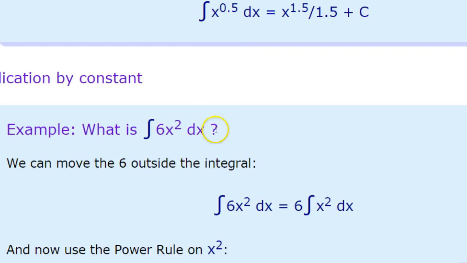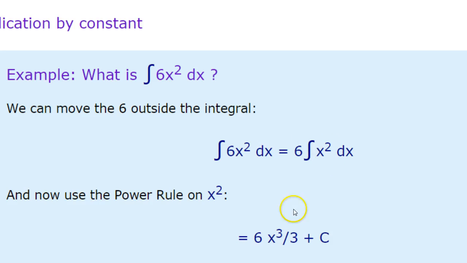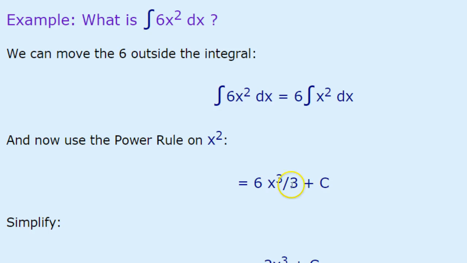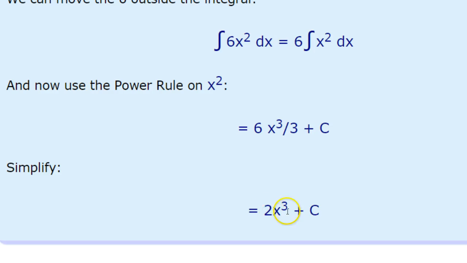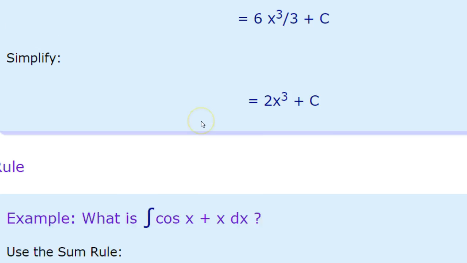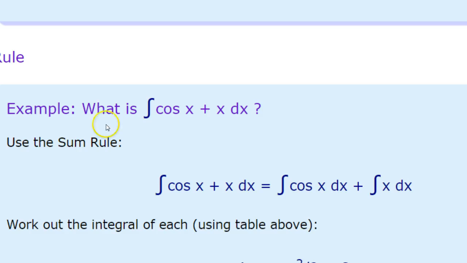Now, multiplication by a constant. What is the integral of 6x squared dx? We move the 6 out front, and then we just do the simple integration with x squared. Then we multiply by the 6, and we get 2x cubed. If you move the constants out front, they save you a whole headache later. Sum rule.